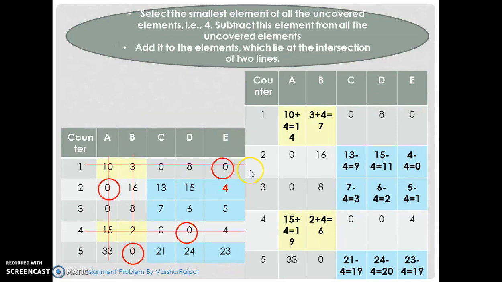The next step is to select the smallest element of all uncovered elements. Here you can see the uncovered elements in the blue area, or blue cells.